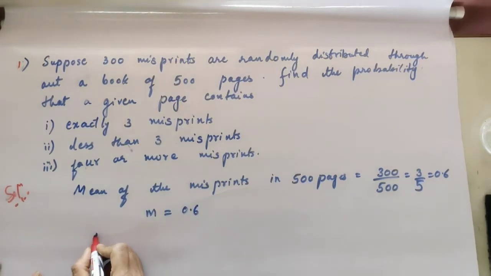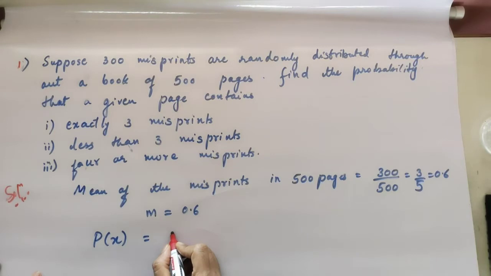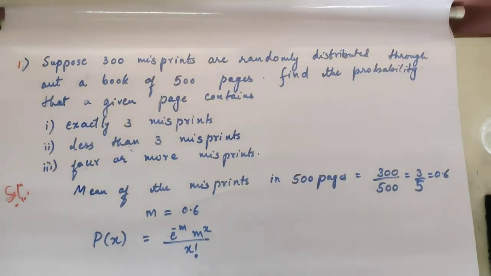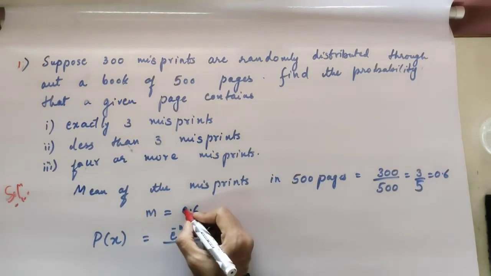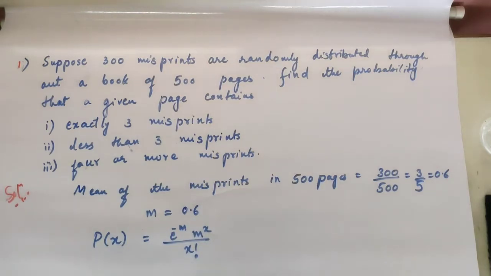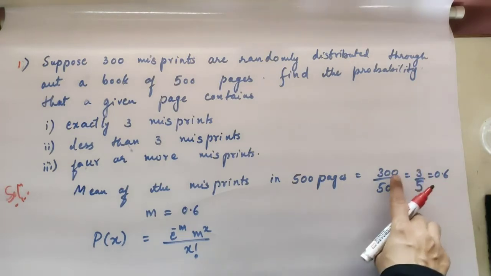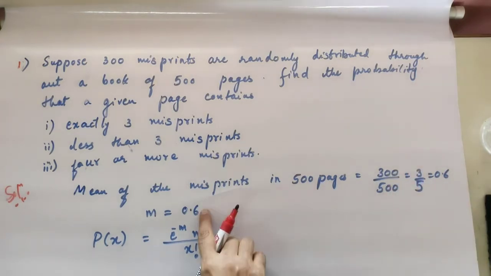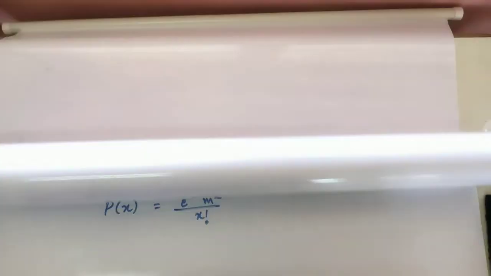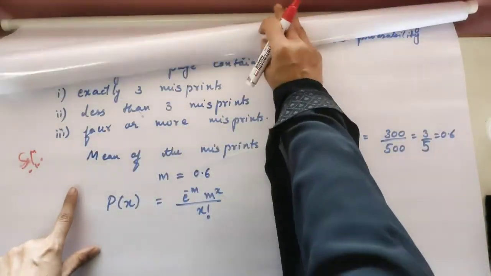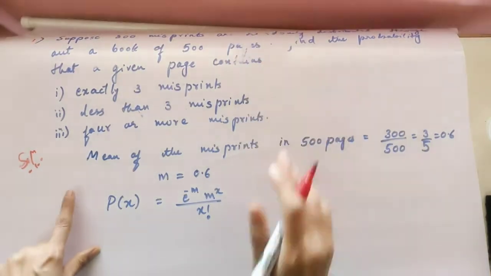The Poisson distribution we can write: p of x is equal to e to the power minus m, m raised to x divided by x factorial. Just check it, we have seen this. So this m we have found. This m is nothing but the mean of whatever probability we are working for. Here I am considering the mean of the misprints in the 500 pages. It's given to be 300 divided by 500, which is 0.6. I consider my mean, the average of the misprints, to be 0.6. I hope the point is clear to you.